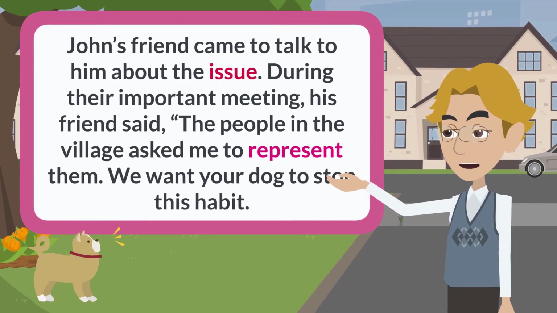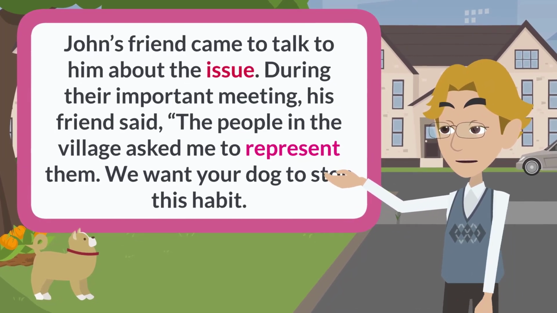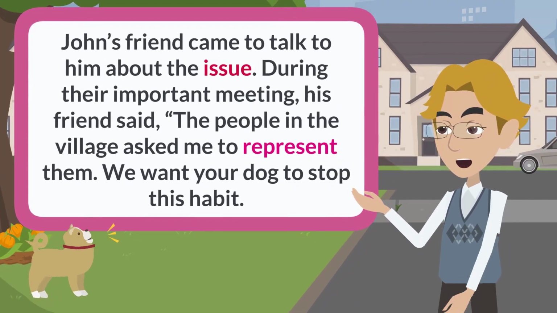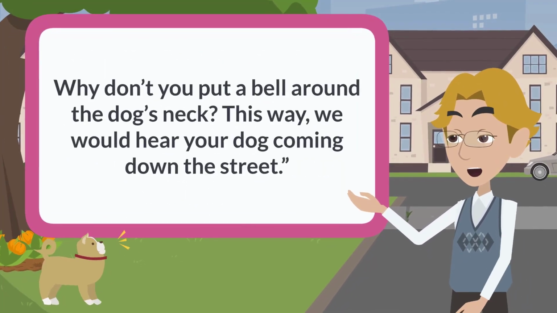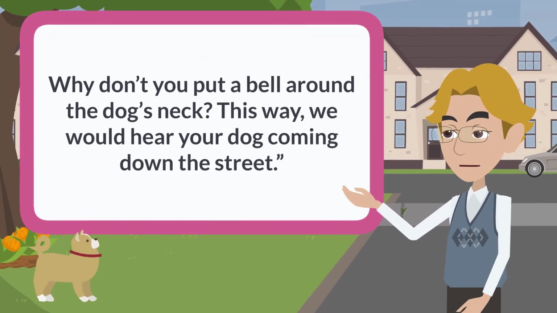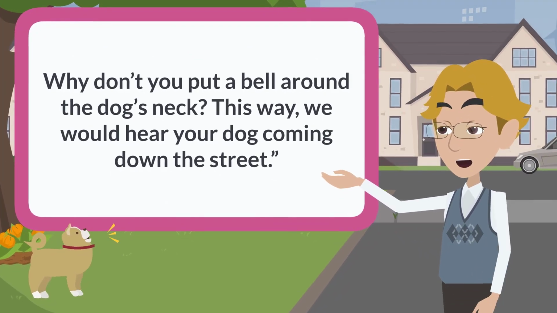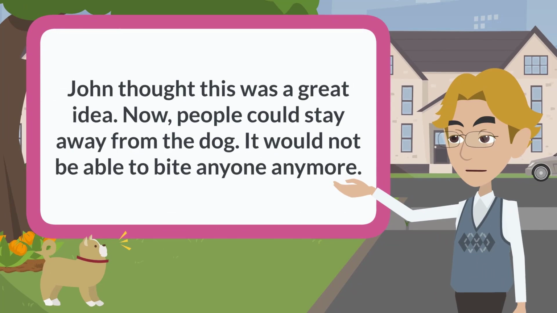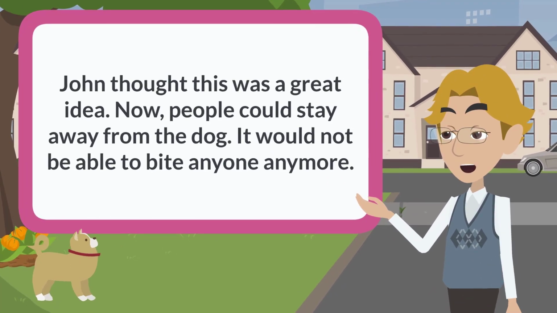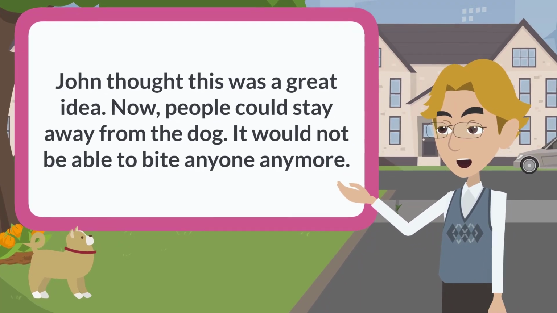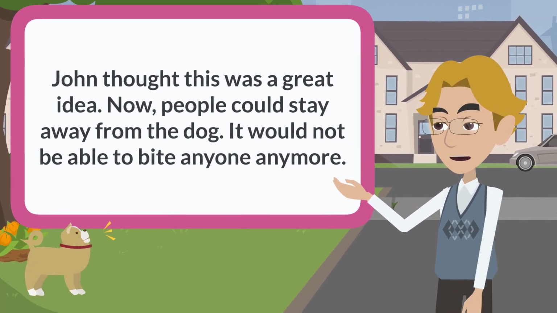During their important meeting, his friend said, "The people in the village asked me to represent them. We want your dog to stop this habit. Why don't you put a bell around the dog's neck? This way, we would hear your dog coming down the street." John thought this was a great idea. Now people could stay away from the dog. It would not be able to bite anyone anymore.